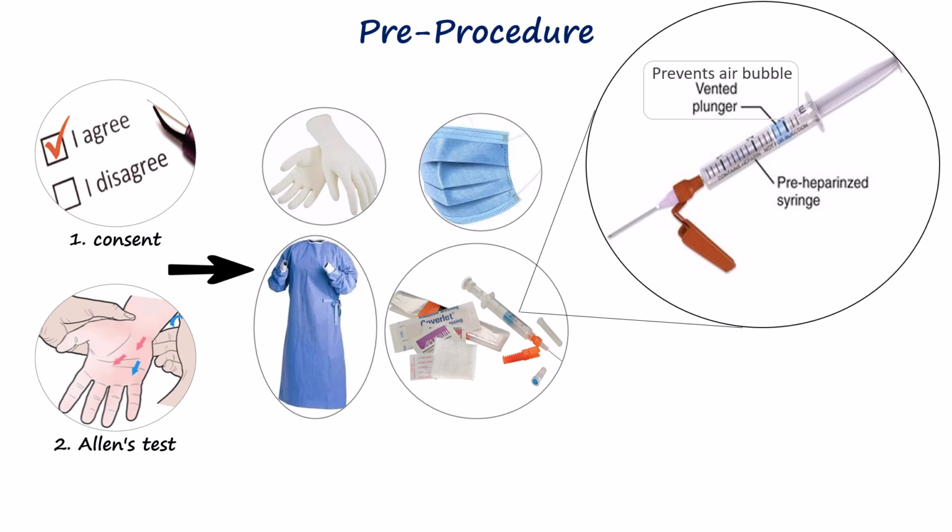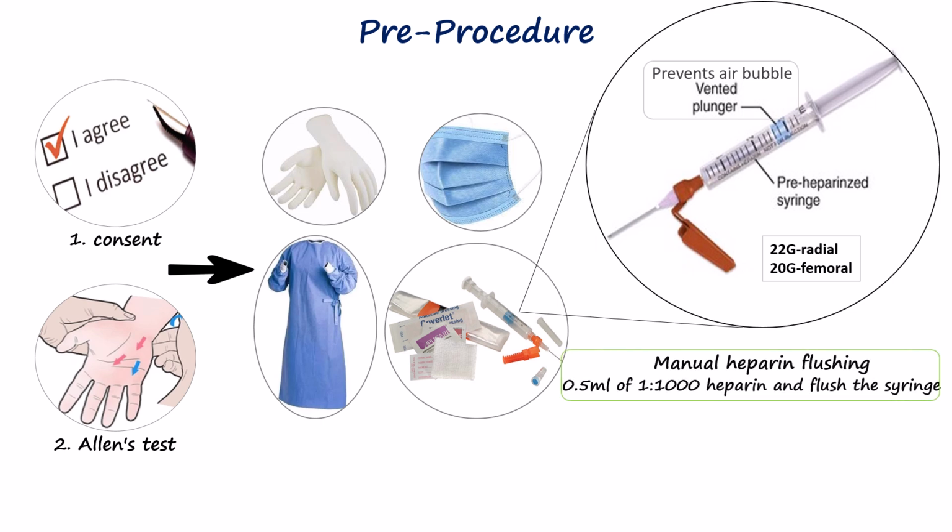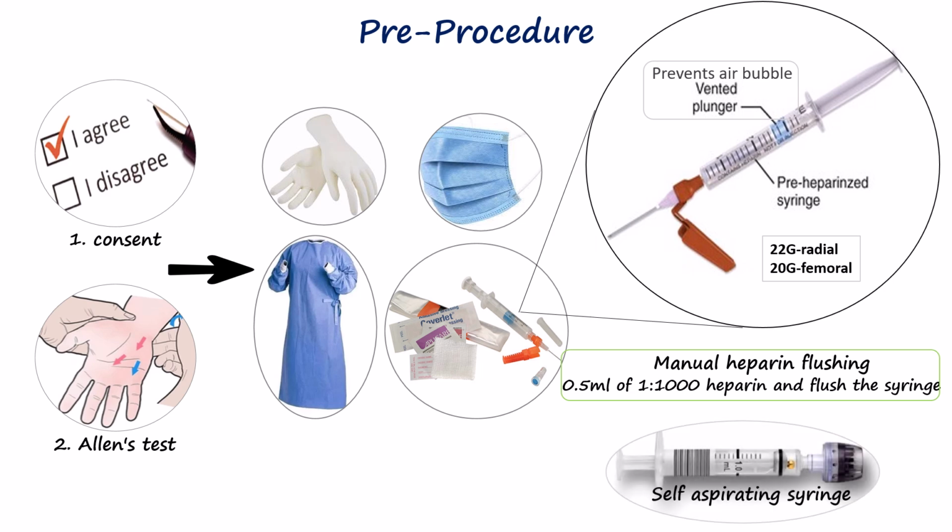ABG sampling syringes, which vary between sites, are typically heparinized to prevent coagulation between sample collection and processing in the gas analyzer. If the syringe is not pre-heparinized, manually flush the syringe with 0.5 ml of 1:1000 heparin and fully eject it to avoid dilutional errors. Some syringes are self-filling, where the syringe is filled by the patient's blood pressure once the needle enters the artery, while others require the operator to withdraw the plunger to aspirate the sample.